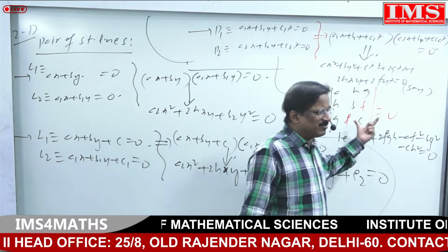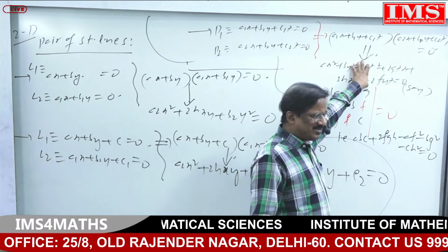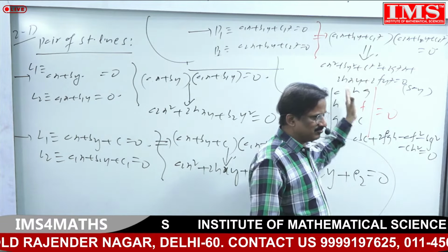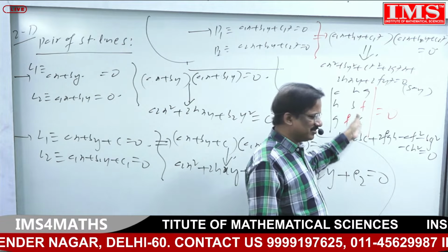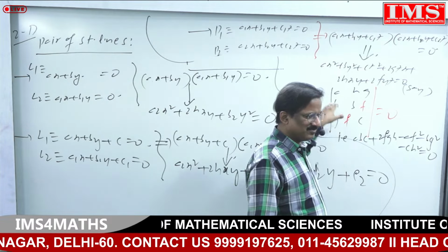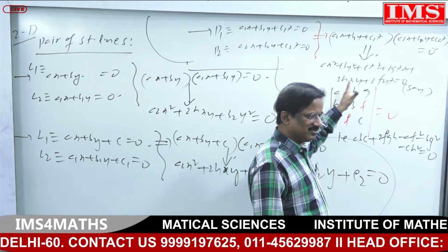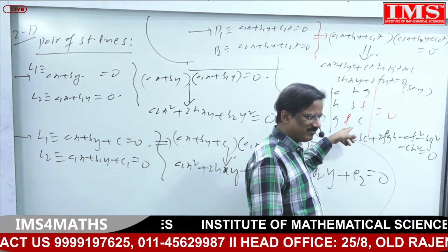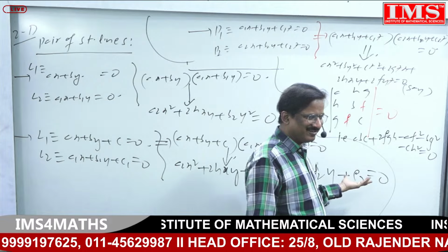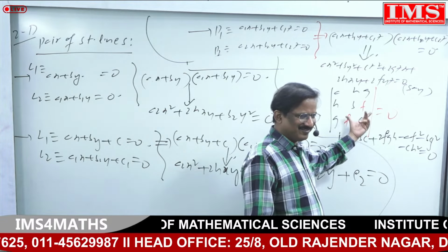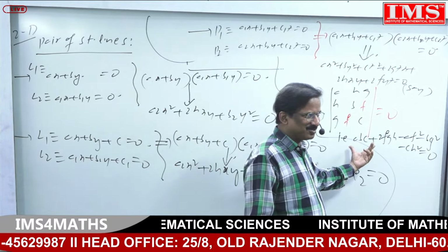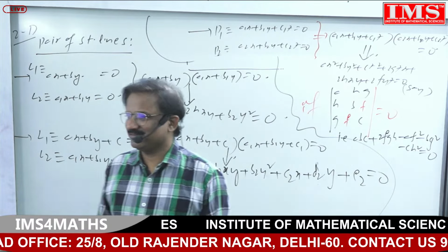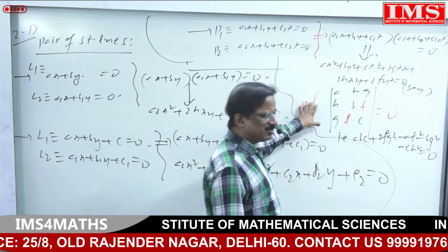If this determinant is equal to 0, from this equation you'll easily remember: a h g, h b f, g f c. It can be remembered easily. Or else you can write, when I open this determinant, I'll get abc plus 2fgh minus af square minus bg square minus ch square is equal to 0.